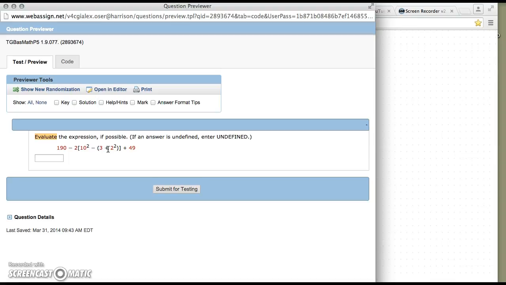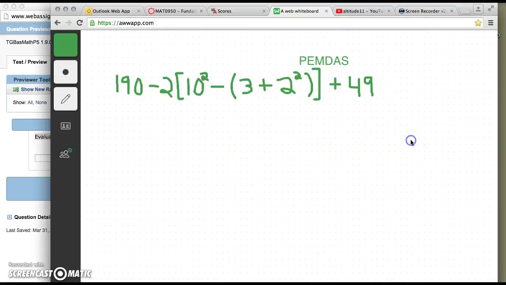So with this type of problem, when you have a lot of different operations going on, we've got subtraction, we've got addition, we have exponents or powers, you have multiplication going on, what we need to do is make sure we're doing everything in the right order. Specifically, the order of operations is what we're looking at here. So I have our problem written down.